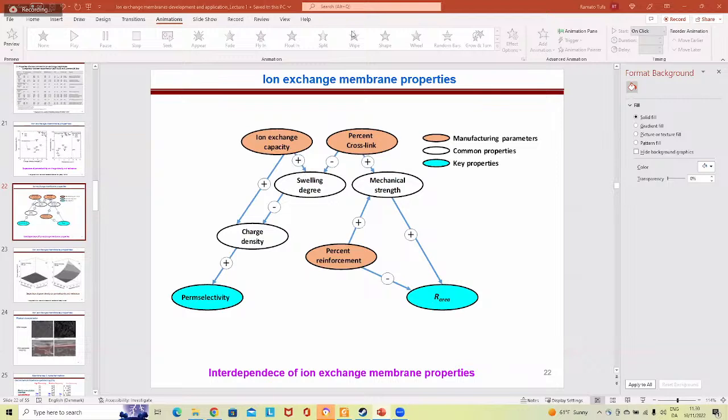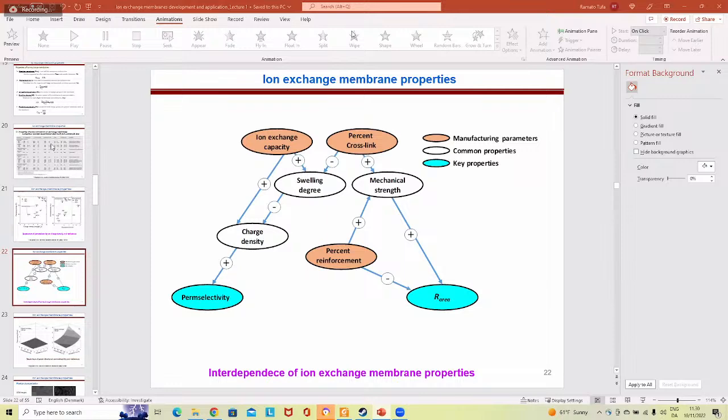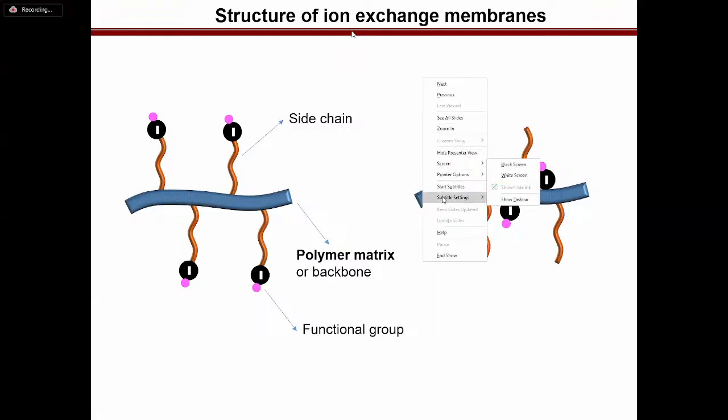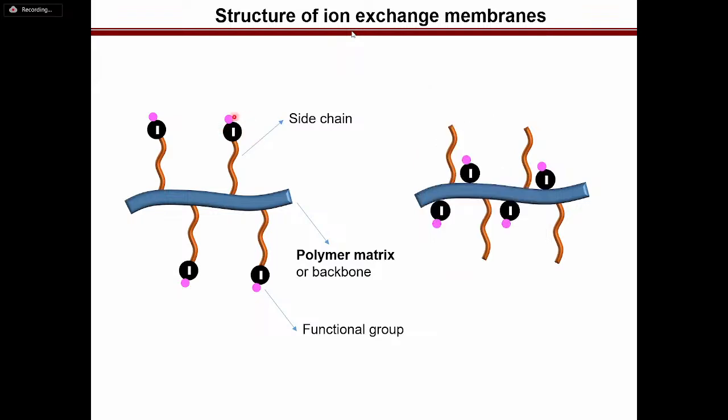The backbone, you have seen it, is a good question. The backbone is a very important part of the membrane. When we talk about ion exchange membranes, we are always focusing on the fixed charge groups. You can see here the functional group, the side chain, and the backbone.